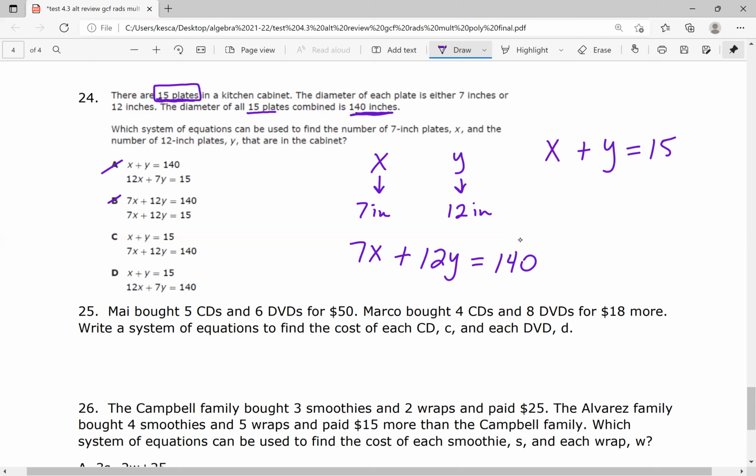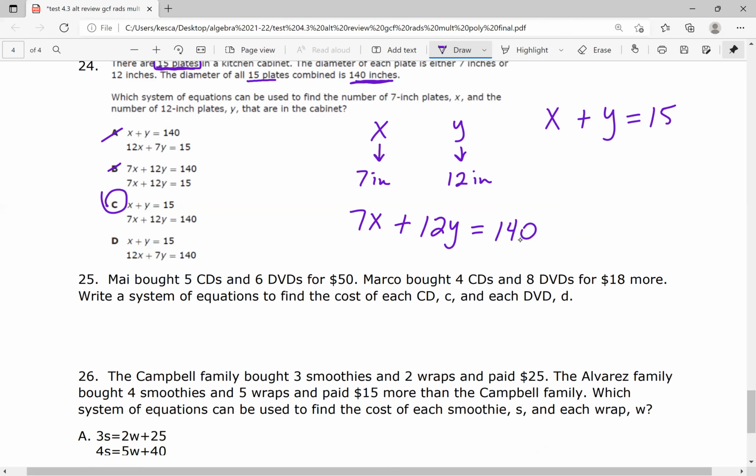So now go look at your other equations here. 7x plus 12y has to equal 140. So which one is it? Well, C. You gotta be careful on D. You see, they have the right numbers, but they did not put them with the right variables. So you have to be very careful when you read how they're defining their variables there.